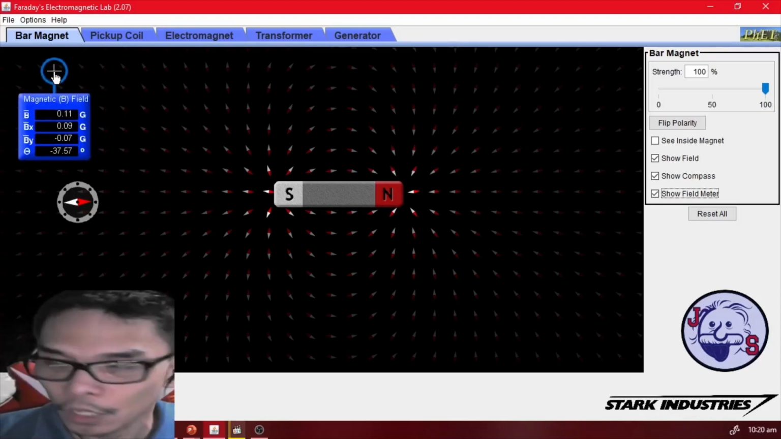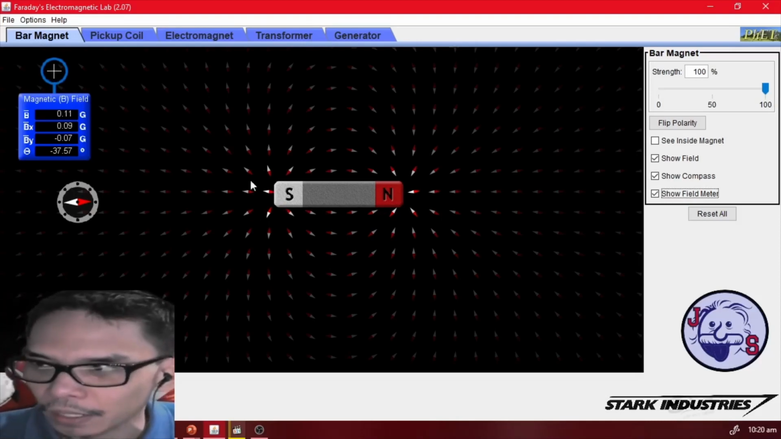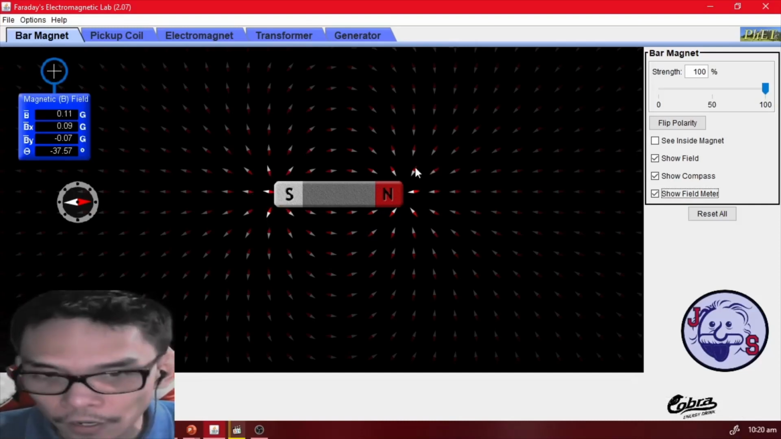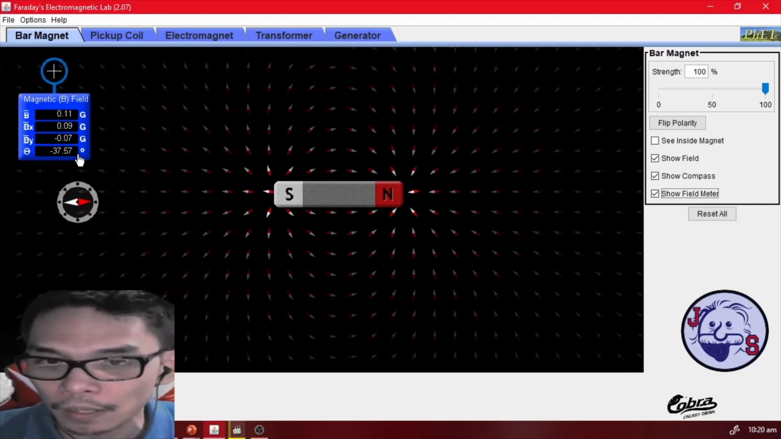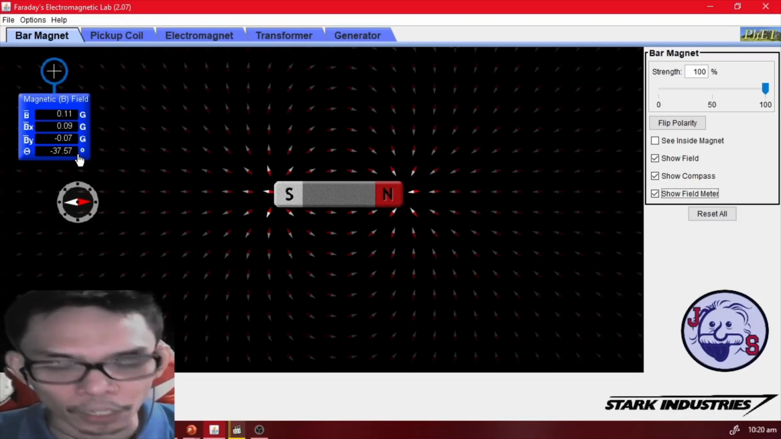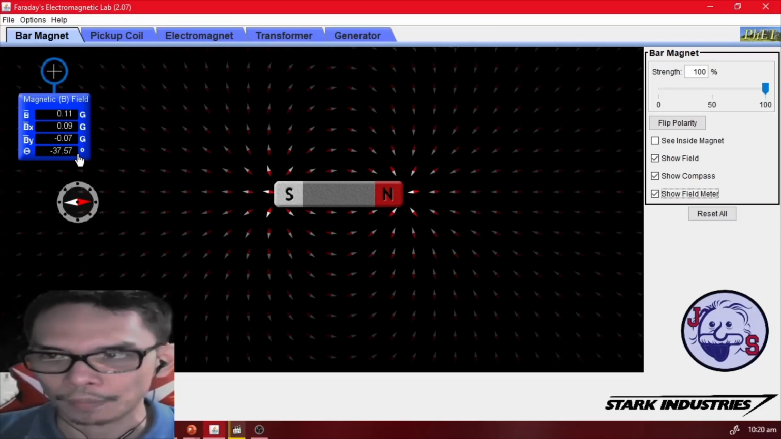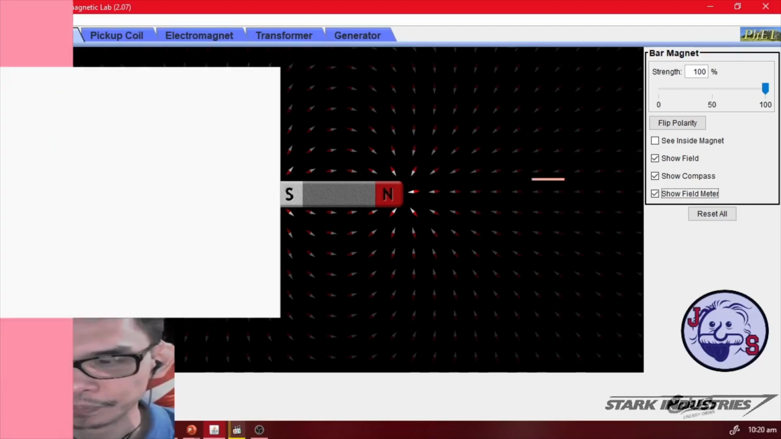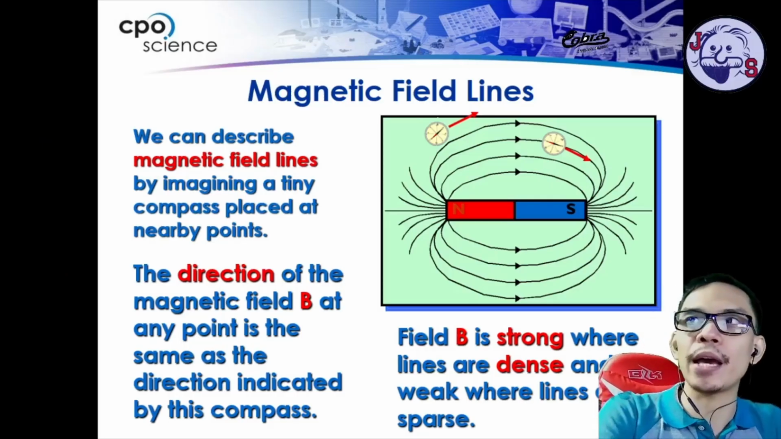So it tells us that whenever the magnetic field lines are dense, like the ones you have right here near the poles, the magnetic field strength is strong. Where the magnetic field lines are sparse, the magnetic field is weak. That's the basic idea about determining the strength of the magnetic field in a magnet. So let's go back to the main display. That is the magnetic field lines.